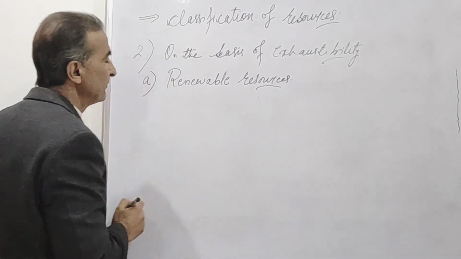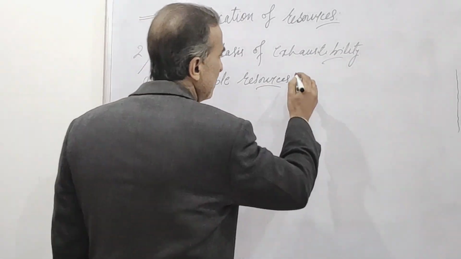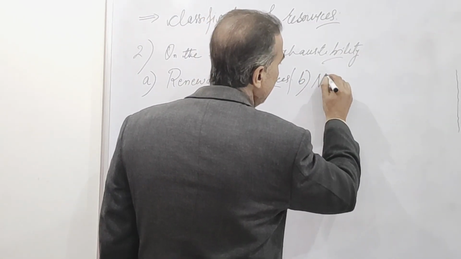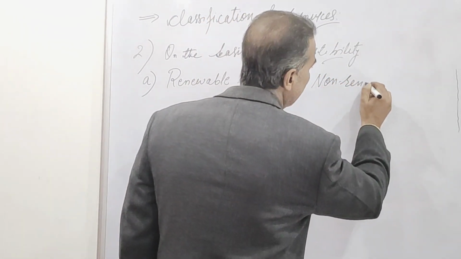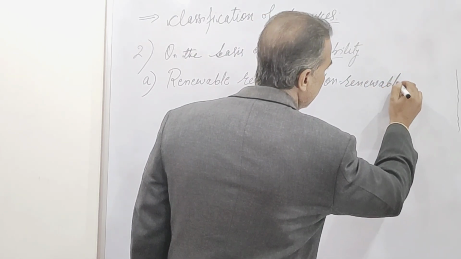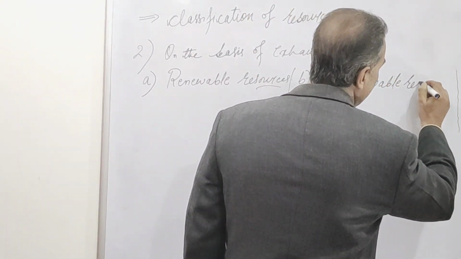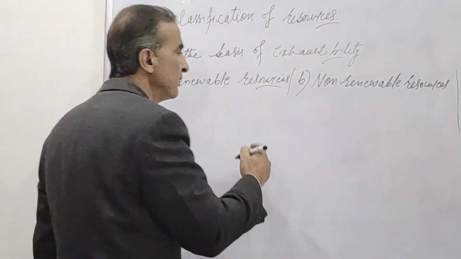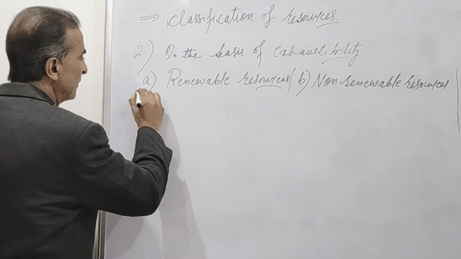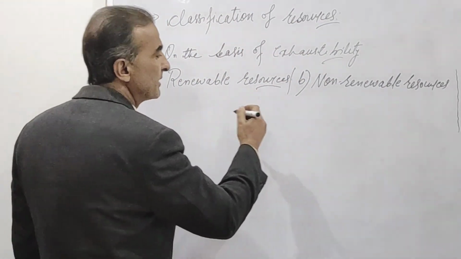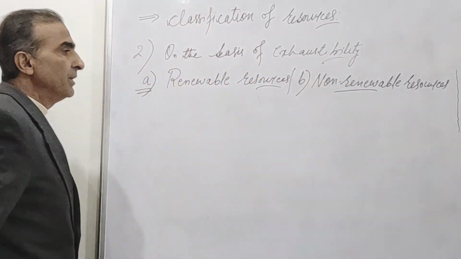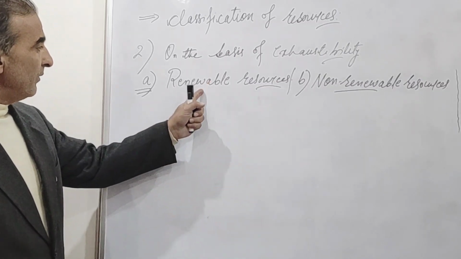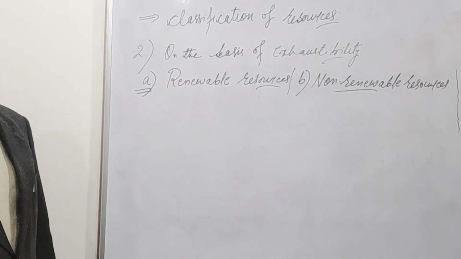रिन्यूएबल रिसोर्सेज. तो दूसरा यहां पे हमारे पास जो होगा वो होगा नॉन रिन्यूएबल रिसोर्सेज. सो ये चीजें हमारे पास दो है. एक तो ये रिन्यूएबल रिसोर्स ऑन द बेसिस ऑफ एग्जॉस्टिबिलिटी and non-renewable resources on the basis of exhaustibility. Now what do we mean by these renewable resources?